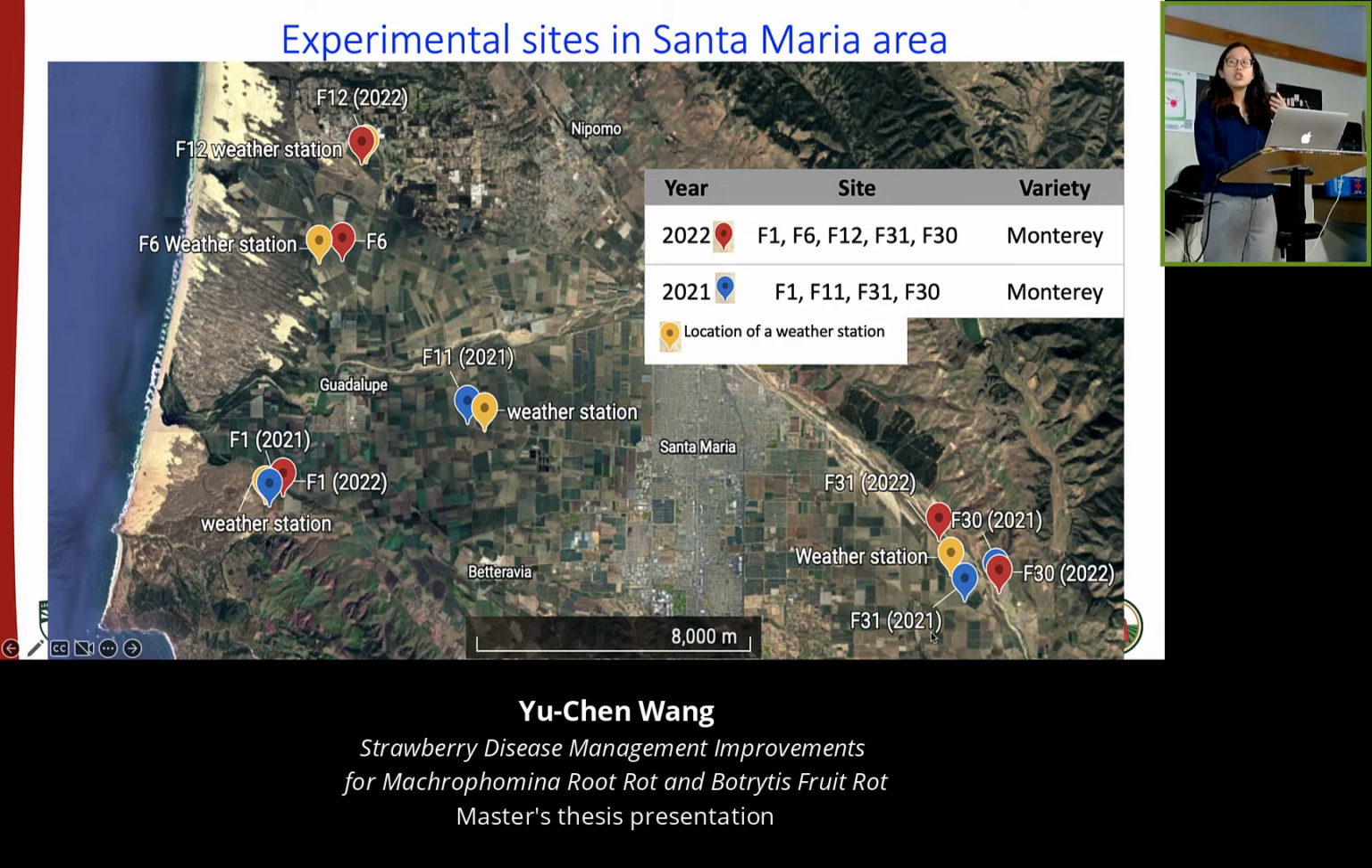Close to each location, we also installed a weather station. The yellow pin shows the location of the weather station. Since field 30 and field 31 are very close to each other, they share one weather station. In all these fields, the Monterey cultivar was planted, and the locations are all over Santa Maria. Field 1 is very close to the ocean, only 2 miles away, and field 31 is about 20 miles away from the ocean.